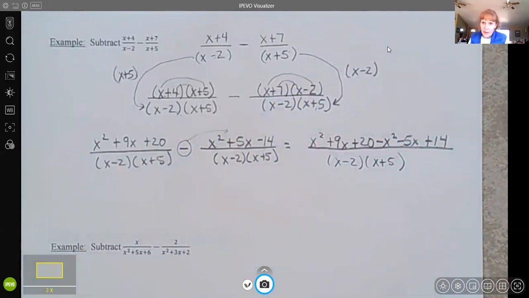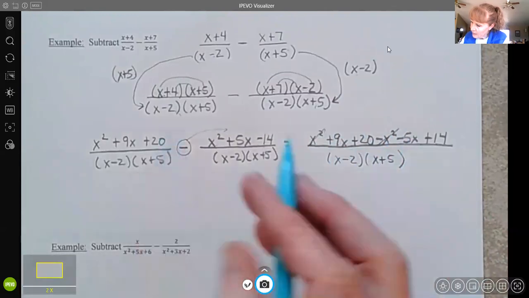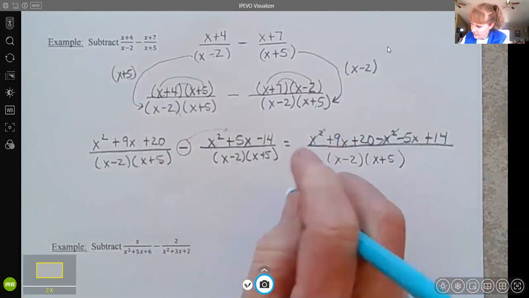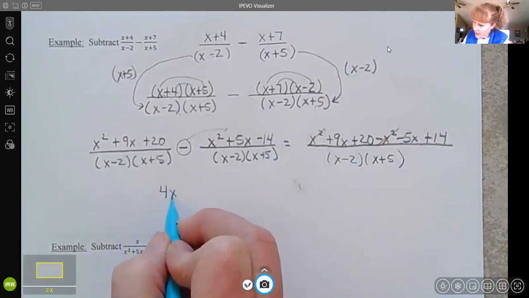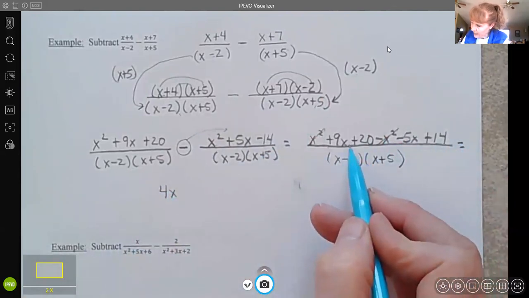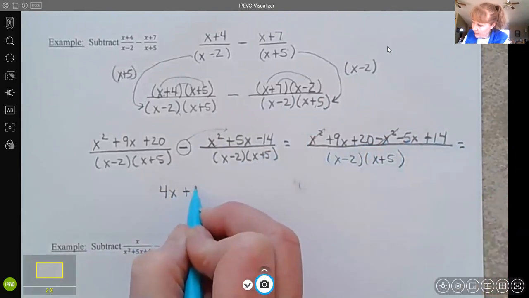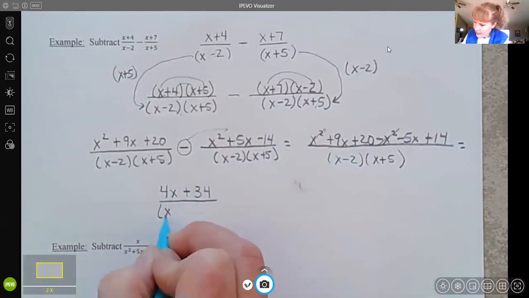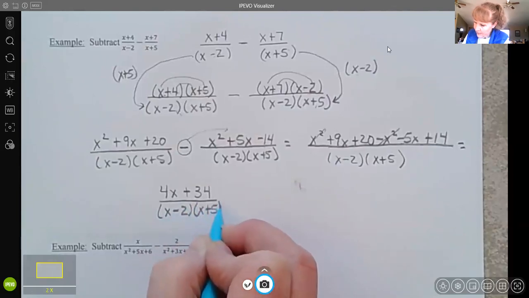Now that we've got the numerator, we have to simplify it. So the x squareds, wow, that's nice, the x squareds cancel out. 9x and minus 5x is 4x. I may need to factor, so I'm going to put it over here. And then 20 and 14 give me plus 34, all over x minus 2, x plus 5.